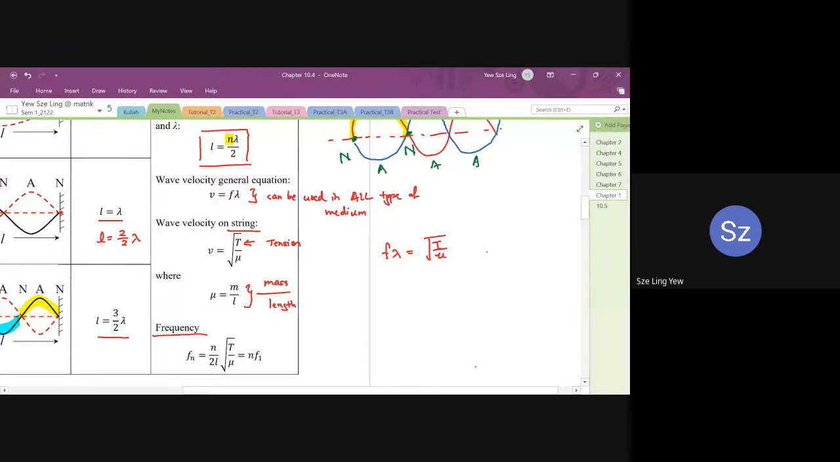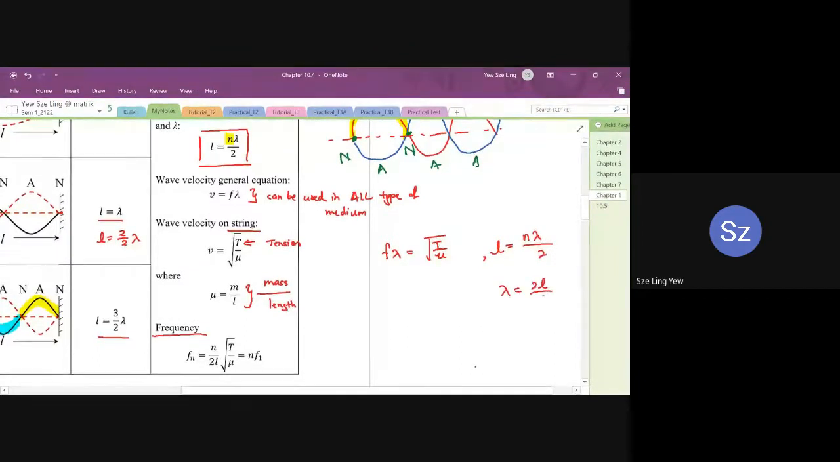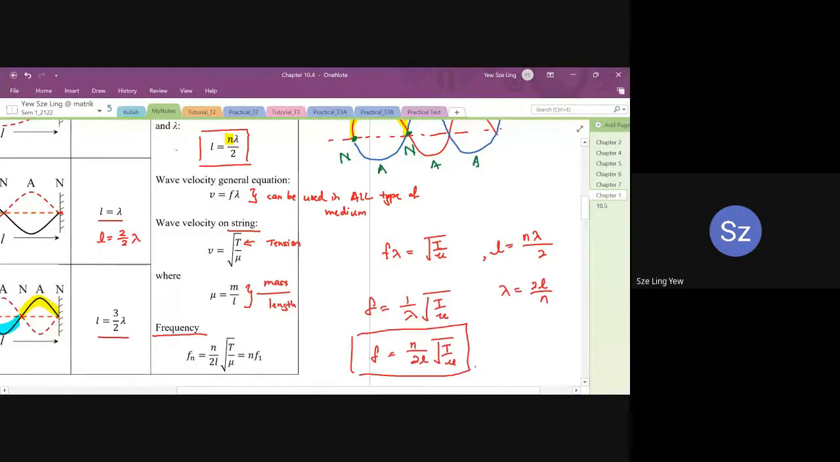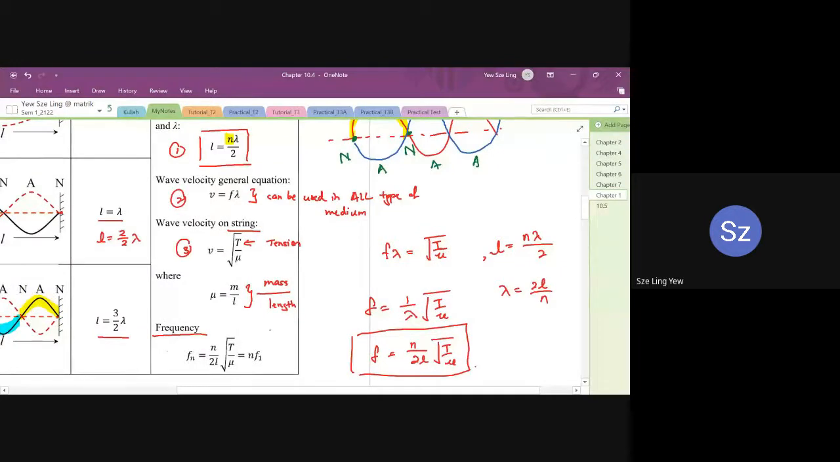So just now we have L equals n lambda over 2, so lambda equals 2L over n. You substitute it into the equation. F equals 1 over lambda square root T over mu, and then F equals n over 2L square root T over mu. This is how you obtain the equation. By combining equations 1, 2 and 3, you obtain the general equation to calculate the resonant frequency in a string: Fn equals n over 2L square root T over mu.